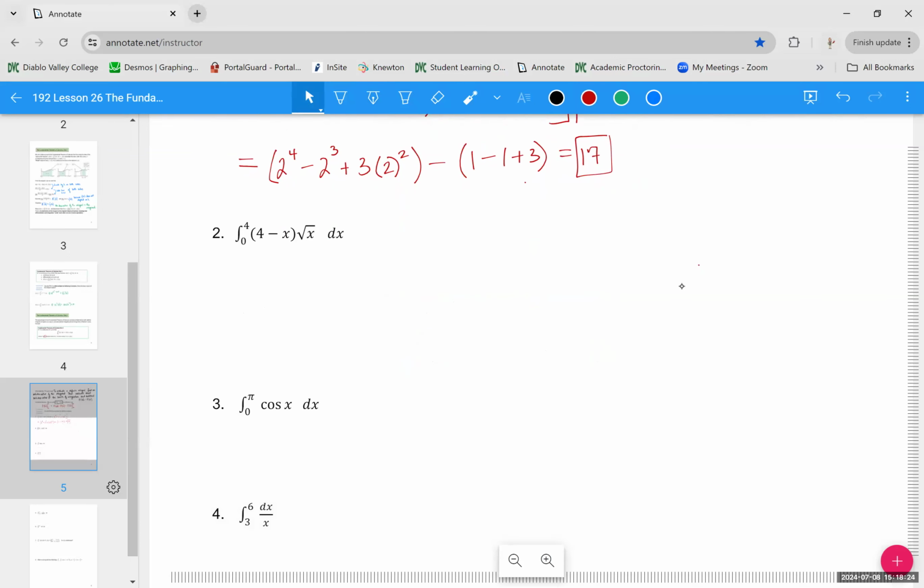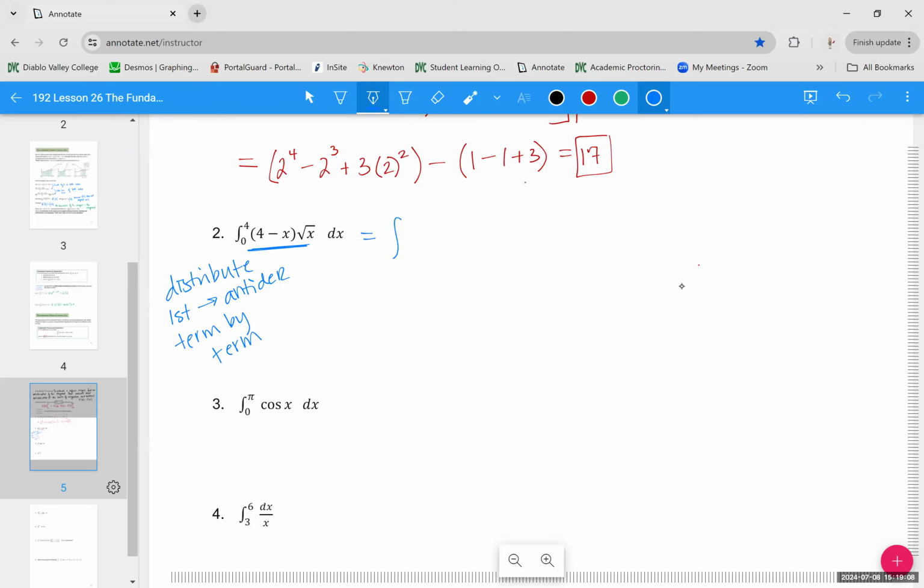Let's try the next one. We have the integral from 0 to 4 of 4 minus x times the square root of x. Now, when you look at that, do you immediately know what an antiderivative is? In fact, do we have a way at this point to do an antiderivative of a product? We don't, right? So what technique are we going to need to do first to this integrand? We're going to need to distribute, because then you can do the antiderivative term by term.